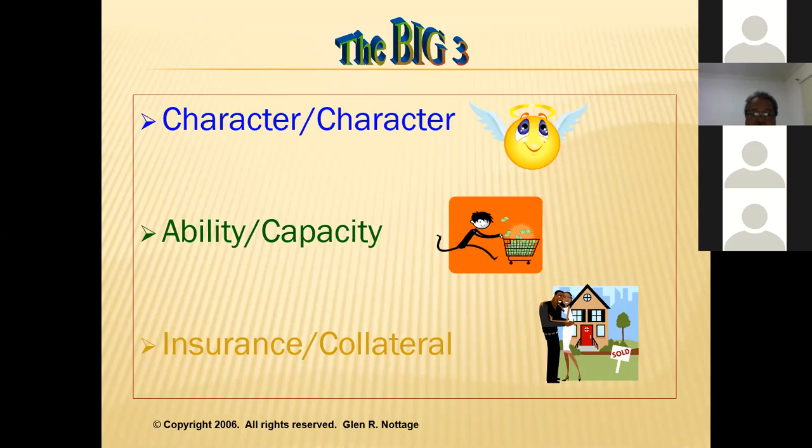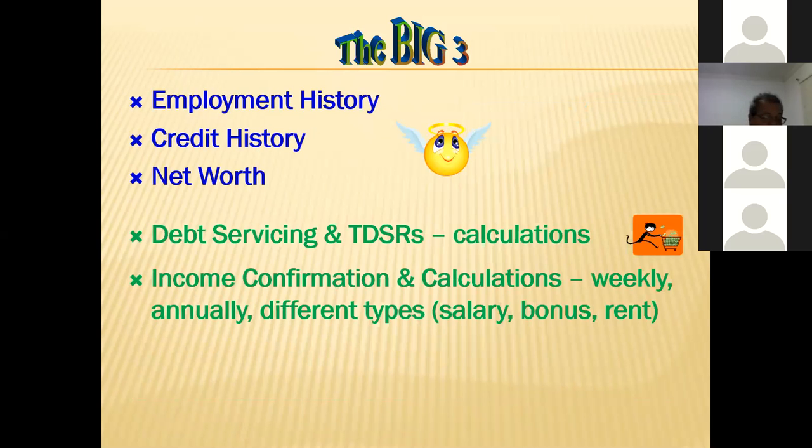Okay, so just to recap a little, going back to character, what are some of the key components of character? Employment history, credit history, net worth. Again, I put those in blue, true blue. Okay, what are some of the attributes of ability or capacity, capability? Debt servicing and total debt service ratio calculations. Secondly, income confirmation and calculations. And we've looked at those. Again, I put those in green.